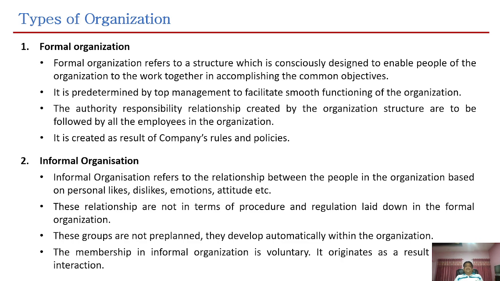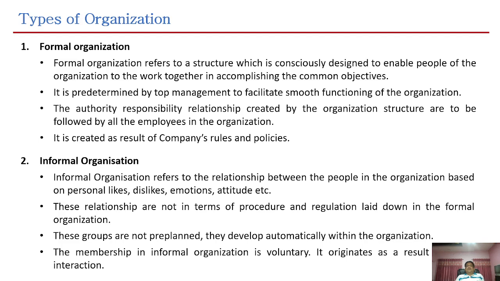It is predetermined by the top management to facilitate smooth functioning of the organization. It is already decided, and they follow according to that. The authority, responsibilities, and relationships created by the organization structure are to be followed by all the employees in the organization. Whatever is decided, meaning responsibilities, authorities, and relations which we have to maintain, is already decided by the top management. It is created as a result of the company's rules and policy. So this is the formal organization.